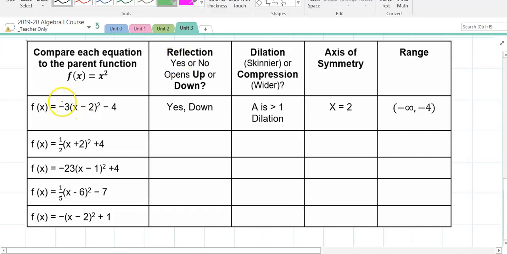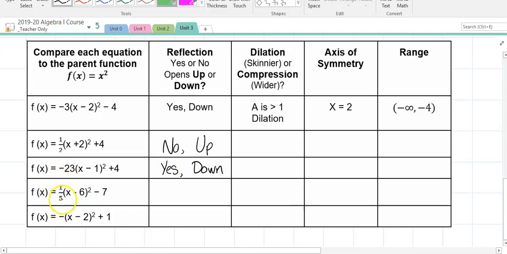So, has this been reflected? If it's negative, it's been reflected over x, so we would say yes. That means it opens down. This is positive 1/2. So there's no reflection, it opens up. This is negative. That means it's been reflected. Yes, it's been reflected, and it opens down.